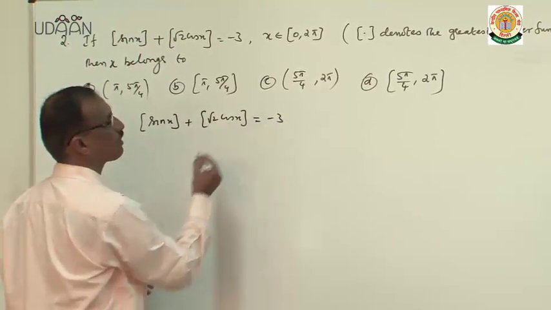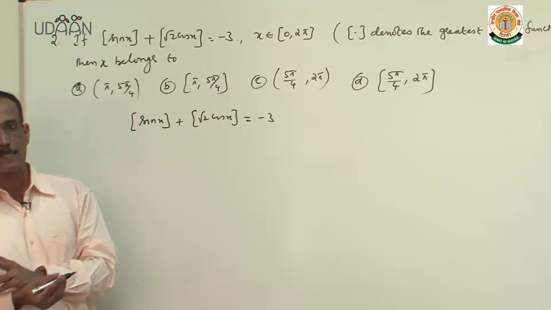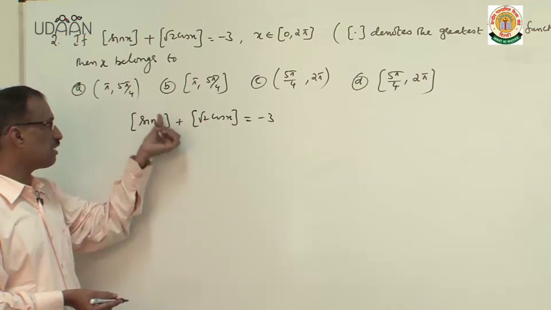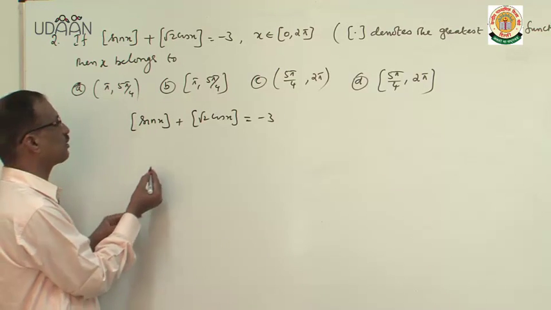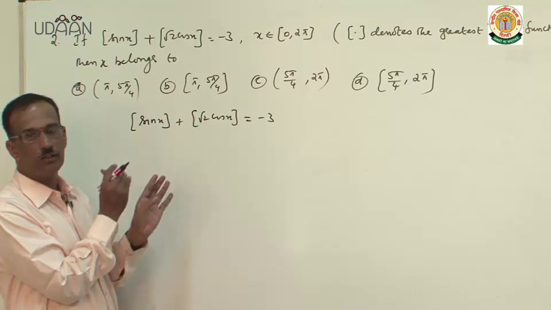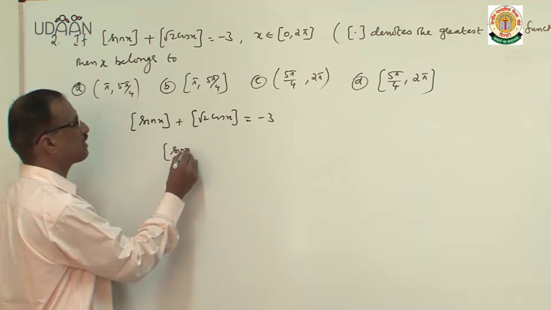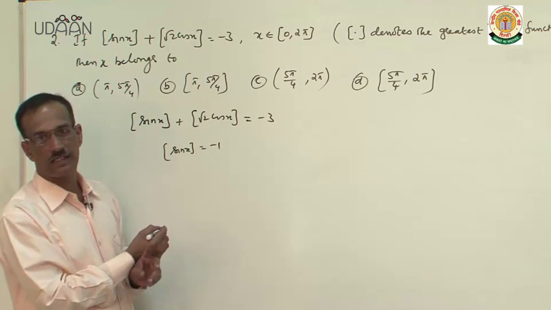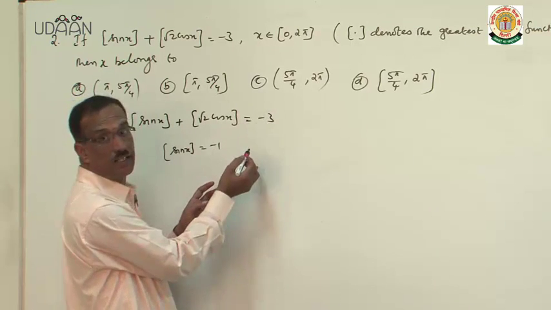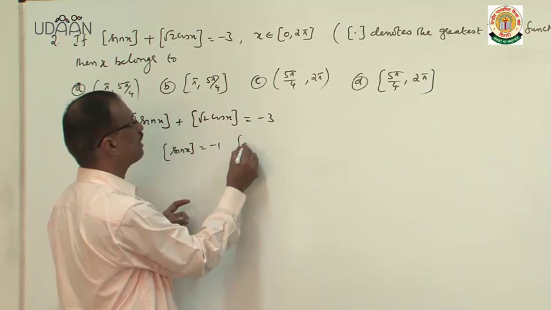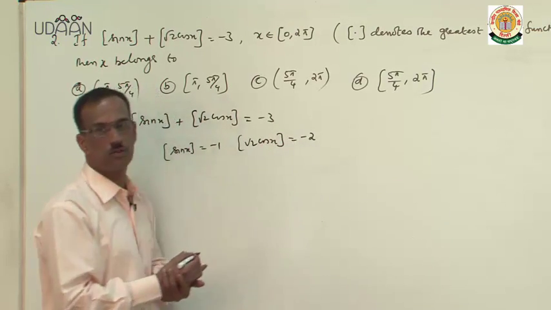equals minus 3. We know that the sin x value lies between minus 1 to 1. So, the greatest integer of sin x can be at minimum minus 1. It will not go below this minus 1. So, we get greatest integer of sin x equal to minus 1. Similarly, the remaining minus 2 will be equal to the greatest integer of root 2 cos x equal to minus 2.